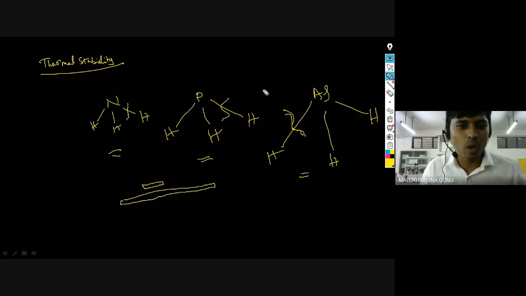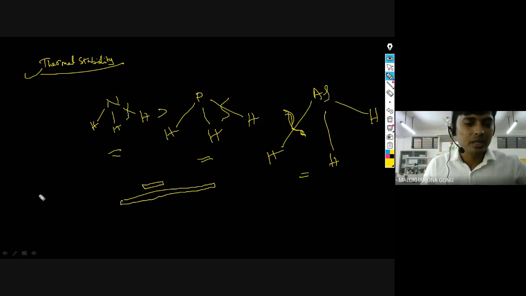Smaller thermal stability means if you increase the temperature, these bonds can be broken easily. You require less temperature to break this type of bond. So that is the meaning of thermal stability. Thermal stability will decrease down the group. So now which one? Reducing character. This is about the reducing character.